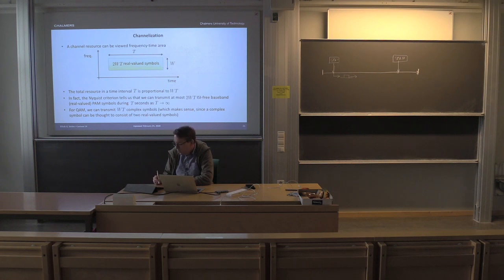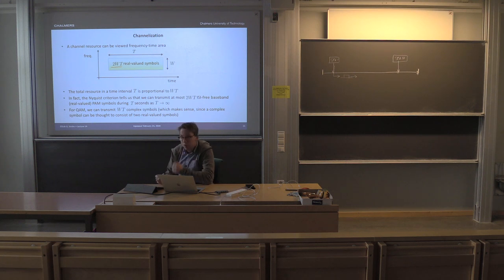And it can be shown that the number of symbols we can transmit here is roughly 2WT. Okay. So the more bandwidth we have or the more time we have, the more symbols we can transmit. It sort of makes sense, right? And the scaling factor is 2 here actually. And this is true at least when W and T become large. So the total resource in a time interval T is then proportional to W times T.